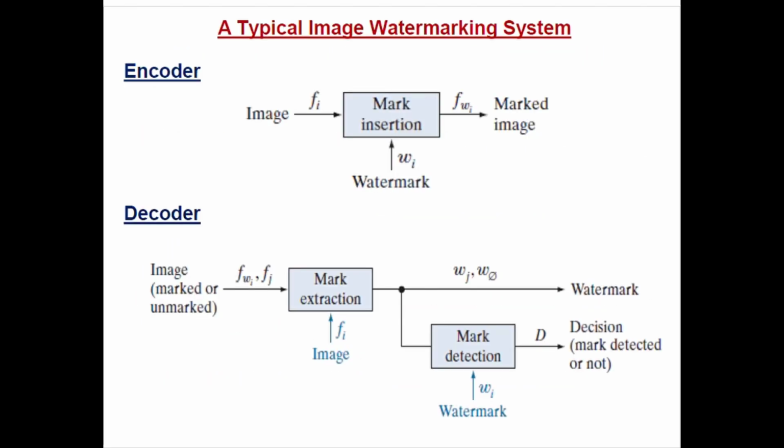Finally, the decoder confirms the watermark by comparing the extracted pattern Wj with the original watermark Wi. This is the extracted watermark Wj, and this is the original watermark Wi. The decoder compares Wj and Wi because the extracted watermark must be equal to the original watermark. That is the purpose of the decoder.